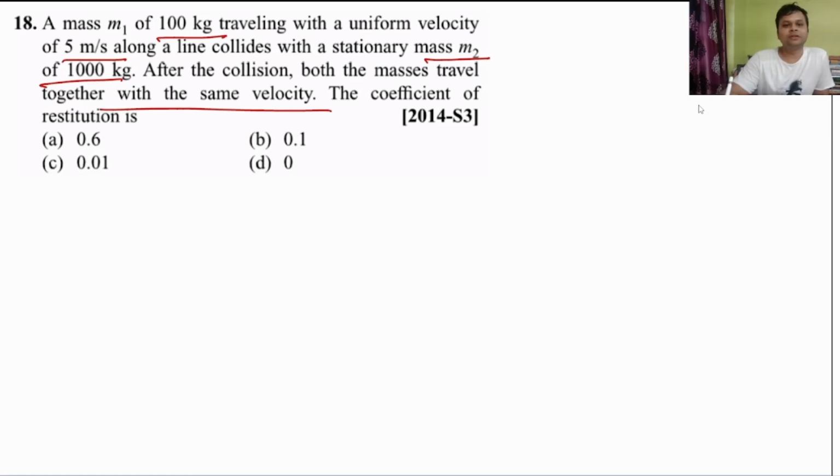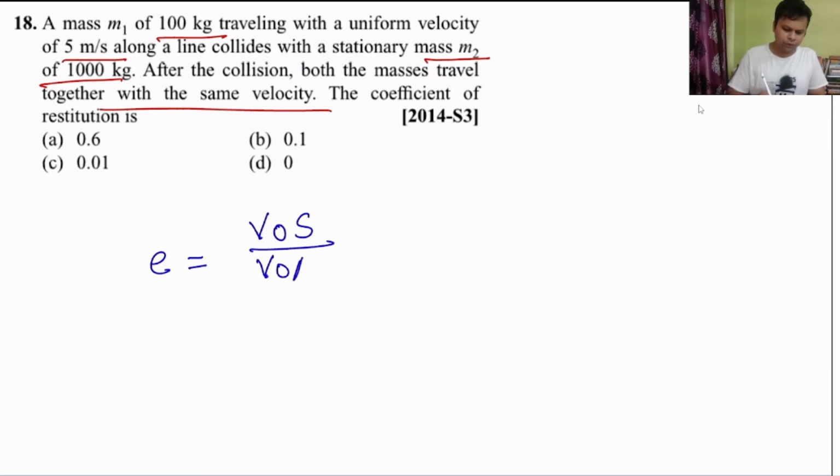If both the masses are traveling with the same velocity, what is the velocity of separation? Velocity of separation is zero. It means that the collision is perfectly inelastic. Coefficient of restitution e is represented by velocity of separation divided by velocity of approach. They stick together and travel with the same velocity, so velocity of separation is zero.